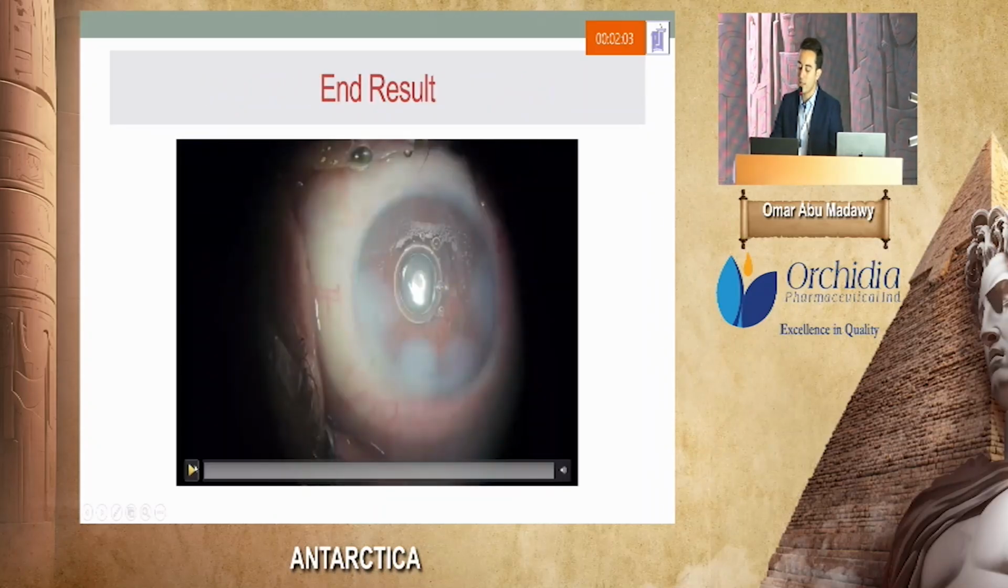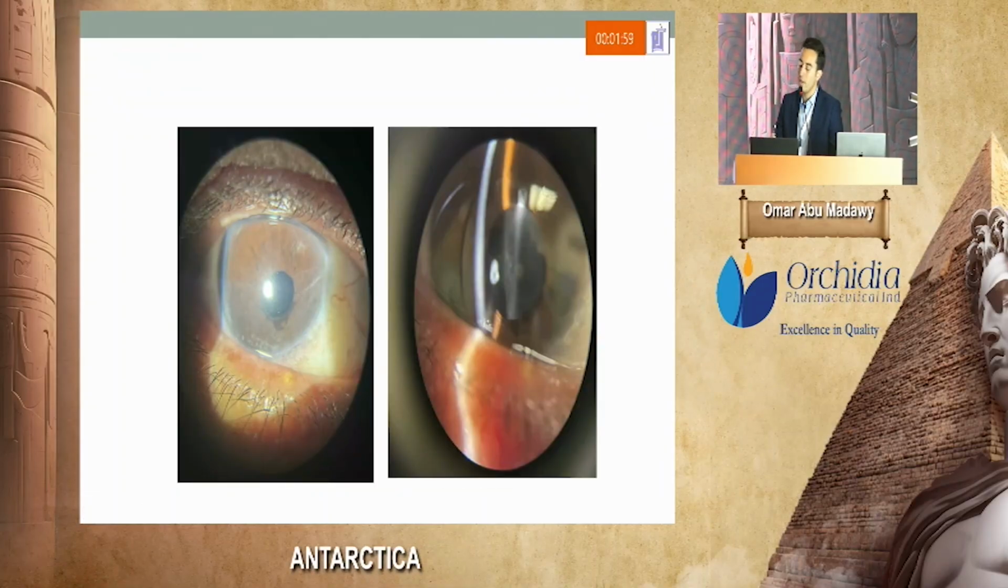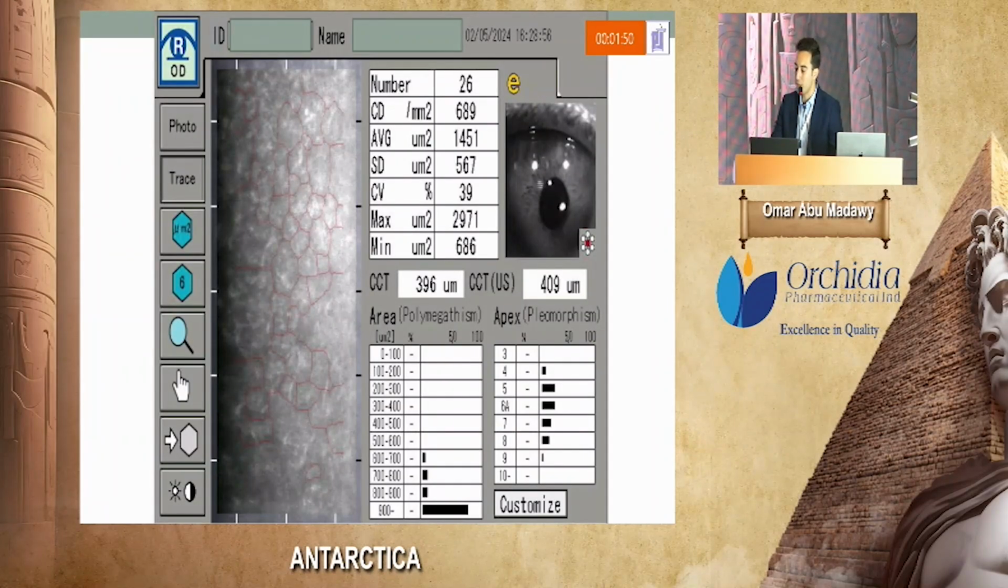This is the end result at the time, postoperatively, with an IOL in place. And this is 1 week postop, clear cornea. We can see here more evidently the corectopia, IOL in place, and the patient's best corrected visual acuity is 0.5.